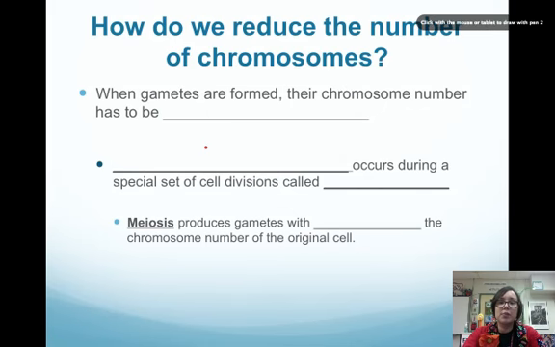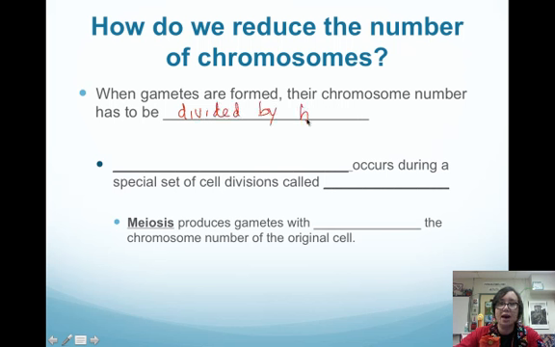Now, the next question you're probably asking yourself is, well, how do we get a cell to go from 46 to 23? That's a great question, and that's what we're going to be focusing on today. When gametes are formed, their chromosome number has to be divided by half, or we can say reduced. This process occurs during a special set of cell divisions called meiosis. So we can call it reduction division.